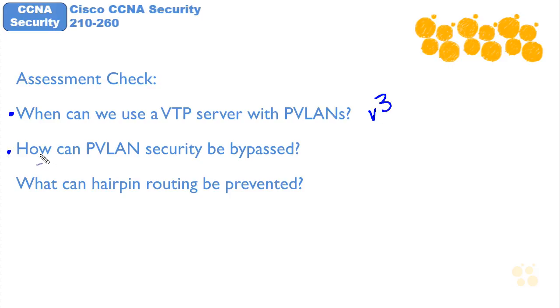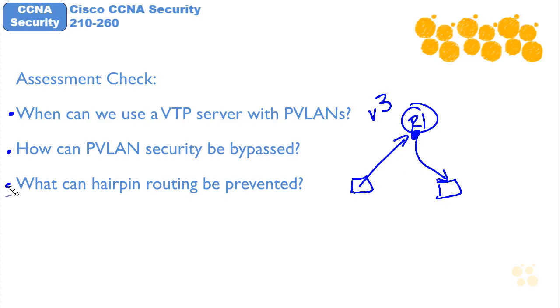Question number 2, how can private VLAN security be bypassed? And the security of a private VLAN can be bypassed if a device, for example, on an isolated port or in community B, for example, sends a packet to the layer 2 address of its default gateway. In our example, we used R1, but at layer 3, it's going to be routed back to a device on a different community VLAN. And that's referred to as a hairpin turn or hairpin routing on this interface of R1.